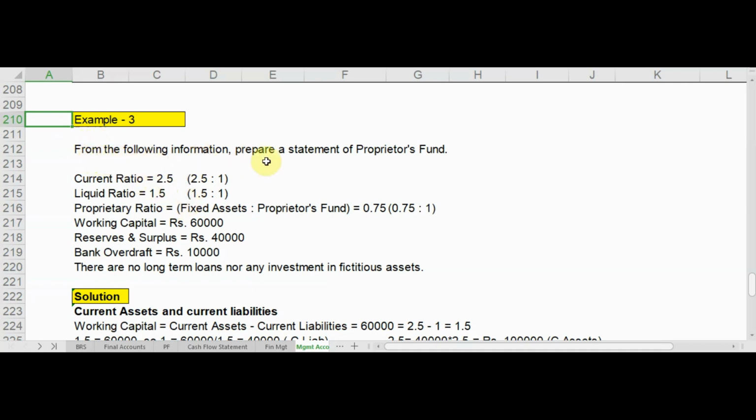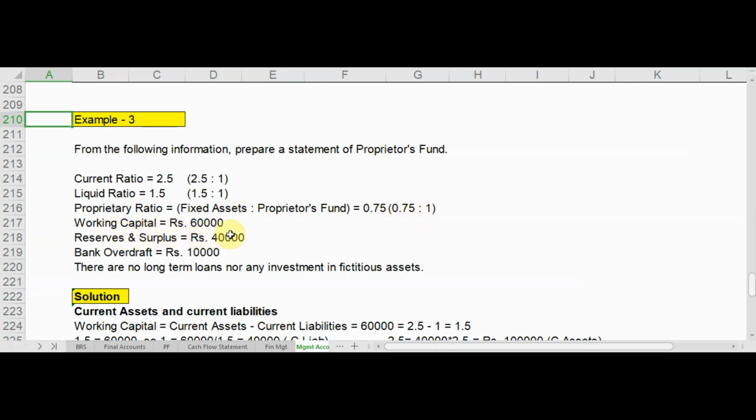It is given that from the following information, we will have to prepare a statement of proprietor's fund. Current ratio equals 2.5, that is 2.5:1. Liquid ratio equals 1.5, that is 1.5:1. Proprietary ratio, that is fixed assets to proprietor's fund, equals 0.75, that is 0.75:1.